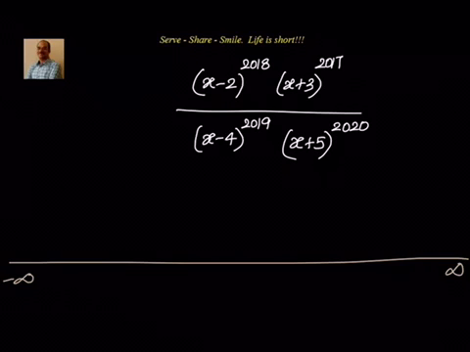Now let's find out where individually they will be equal to 0. x minus 2 equal to 0 tells me x equal to 2. x plus 3 equal to 0, x is minus 3. x minus 4 equal to 0, x equal to 4. x plus 5 equal to 0, x equal to minus 5. Now let us put them in order: minus infinity, after that minus 5, then minus 3, then 2, then 4.